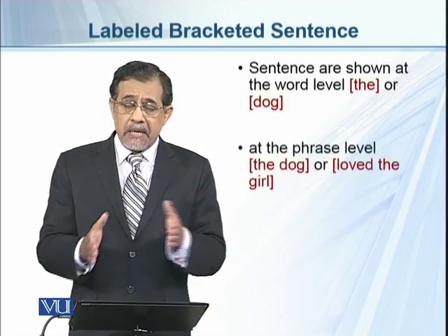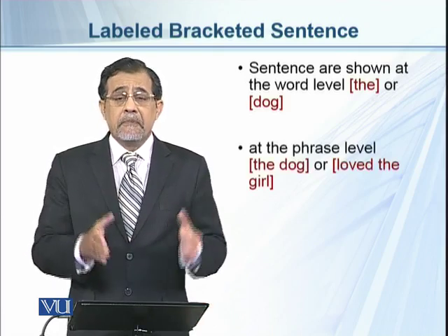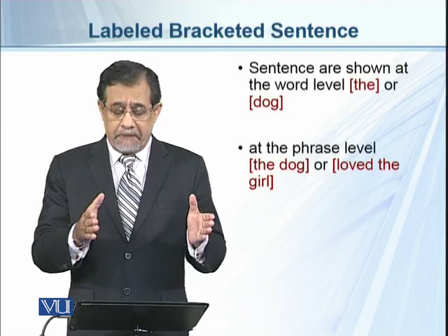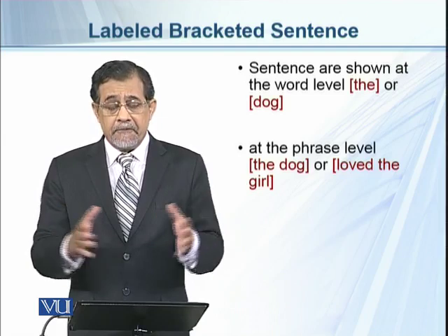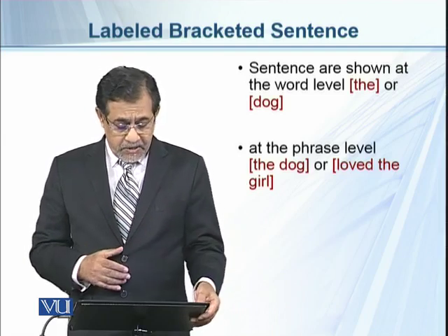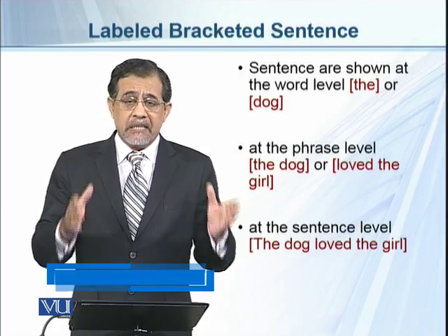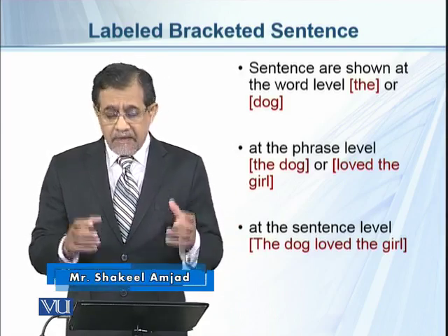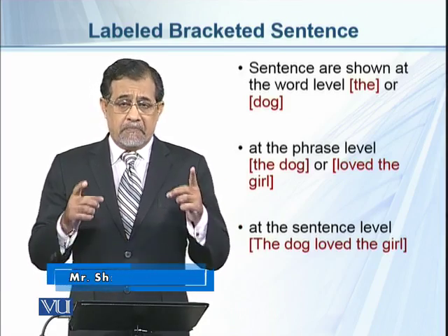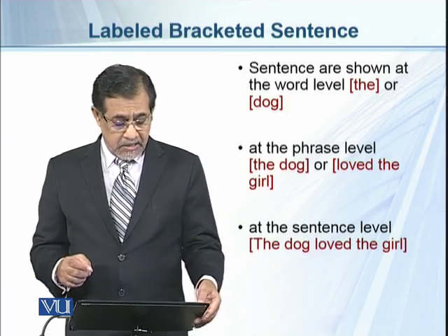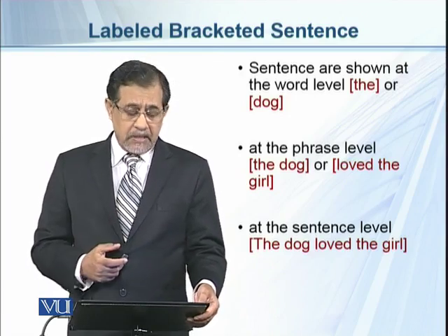Similarly, we do the same at phrase level. For example, we have the phrase "the dog" and we put a bracket around this phrase. Similarly, we have "loved the dog". It's a verb phrase, so we put a bracket around it. At the sentence level, we also put brackets around the sentence. "The dog loved the girl" is a sentence and we have put two brackets around this sentence. So this is another way of describing the constituents of a sentence.